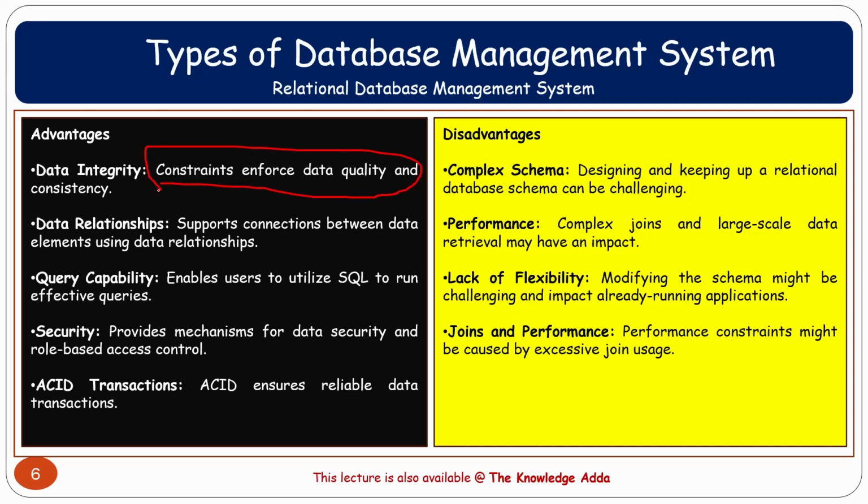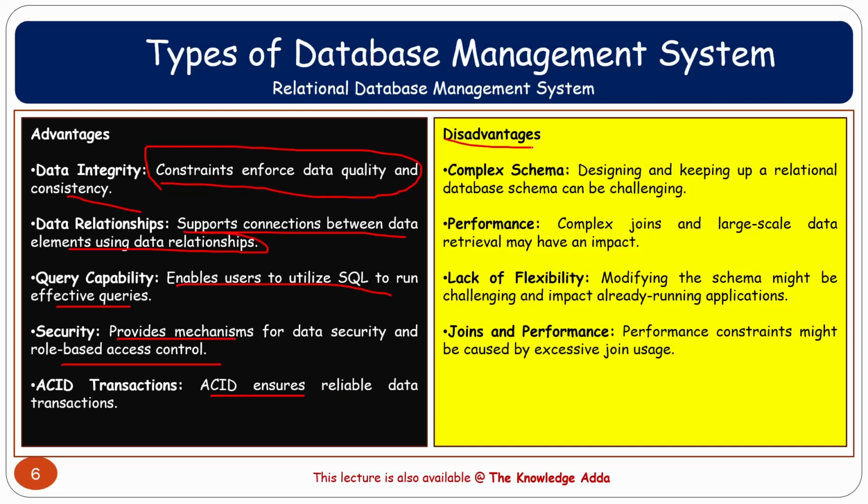So basically constraints enforce data quality and consistency, and here they support connection between the data elements using data relationships, and enable users to utilize SQL to run effective queries, provide mechanism for data security and role-based access control, and we have ACID, which ensures reliable data transactions.